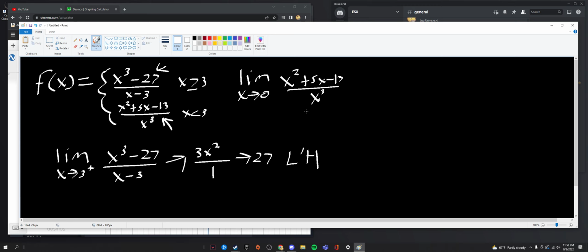We have to see what happens for both sides. So, what do we do? Well, we plug in 0. We get the whole thing divided by 0, which is not good. But we can break this down into 2 limits, actually.